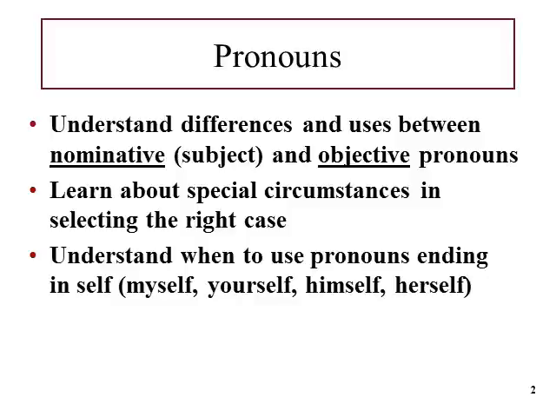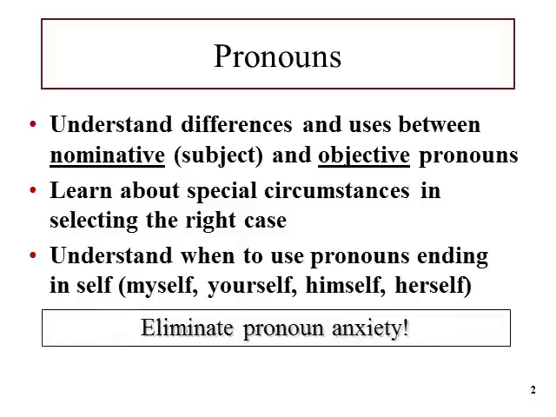The point of this lecture is to help you understand the differences and uses between what we call the nominative case, or really just those subject pronouns, and the objective case, which are those objective pronouns. Subject pronouns are things like I and he and she. Objective case pronouns are things like me and him and her. We're going to learn about some special circumstances in selecting the right case, and we're going to understand a little bit about how to use those pronouns ending in self. So let's get started, with the point being, let's eliminate pronoun anxiety.